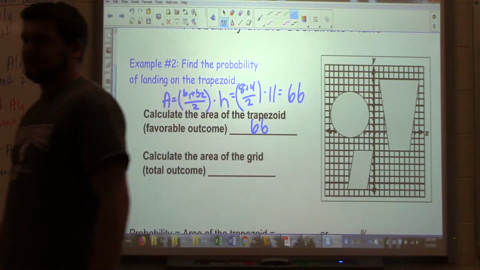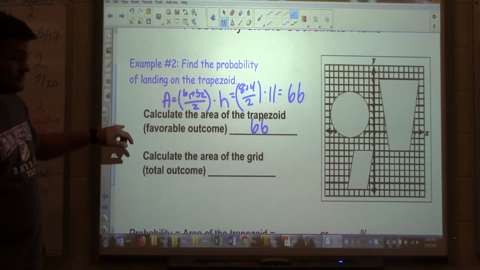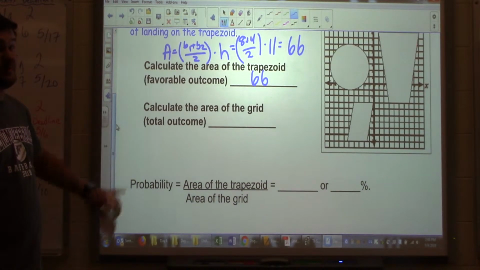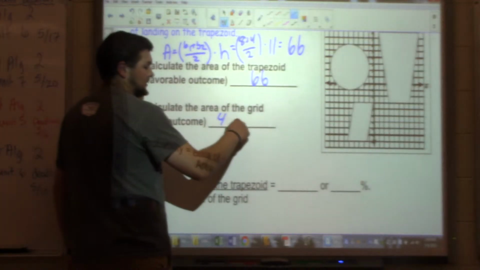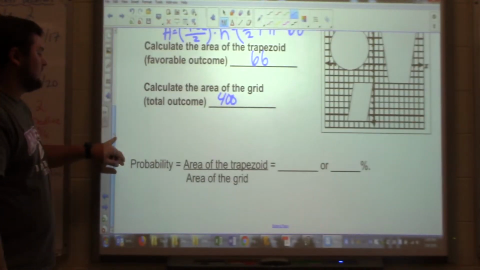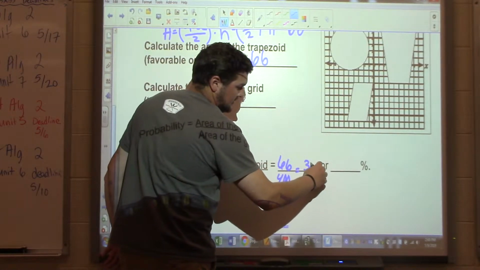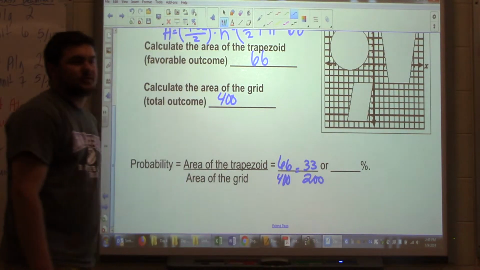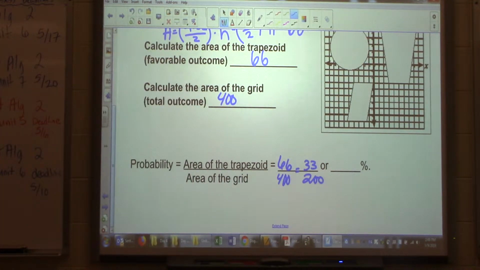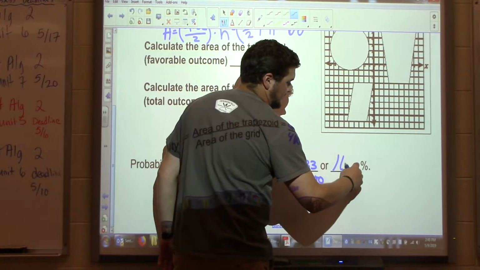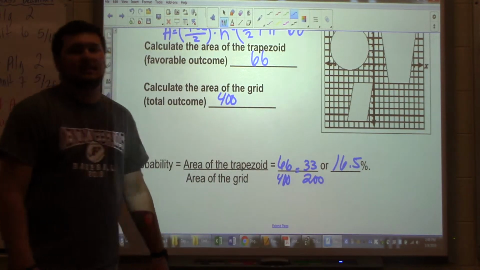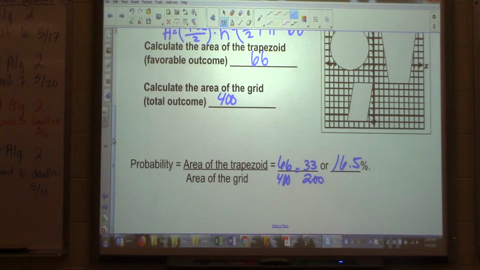What's the area of the grid? It should still be 400, right? It's the same grid. It's 20 by 20, so 400. Well, area of the trapezoid is 66 over the area of the grid of 400. Gets me a reduced fraction of 33 over 200, which is the same as what percentage? 16.5 or 17% if you rounded it. Are both answers acceptable on the test? If it tells you to round, no. If it doesn't tell you to round, then they'd both be acceptable. Alright, any questions?